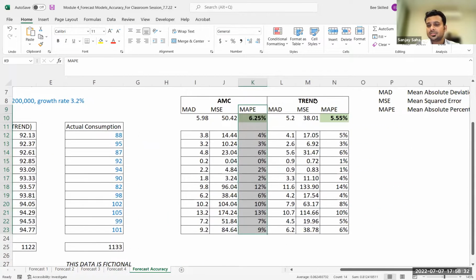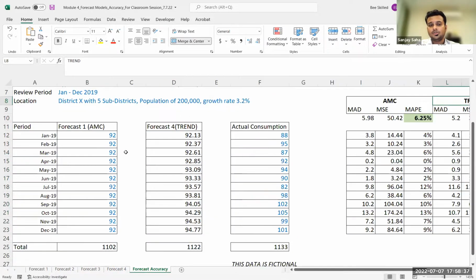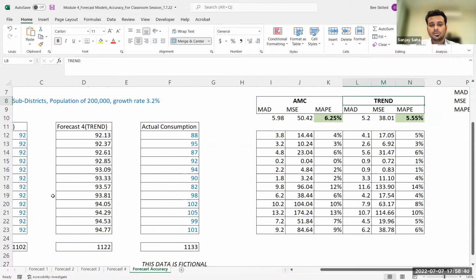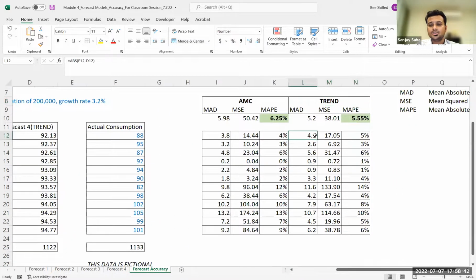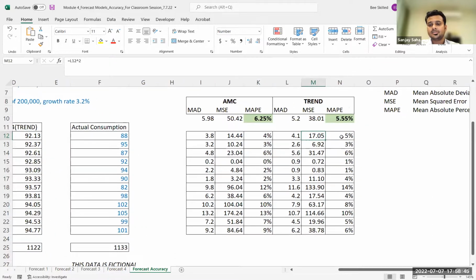We do the same analysis for the trend, forecast with trend. Now, instead of using the forecast of AMC, we use the forecast of trend, and we calculate absolute deviation, squared error, and percentage error. And then we take the mean of everything. In this hypothetical scenario, what it says is that the forecast developed using trend is about 0.8% more accurate than the forecast developed using the AMC. This is a hypothetical situation.